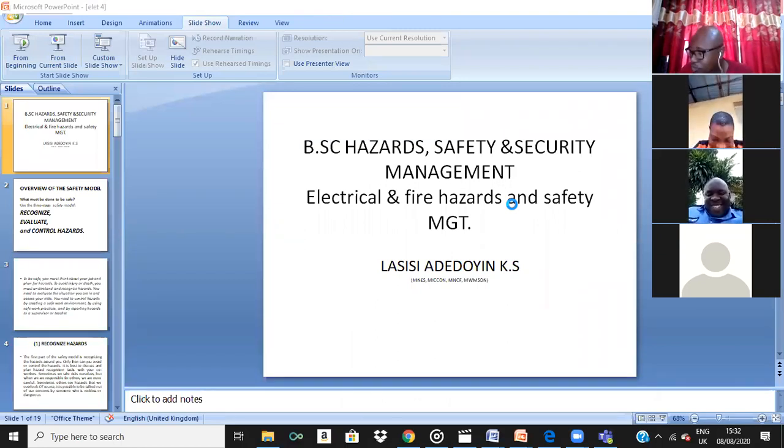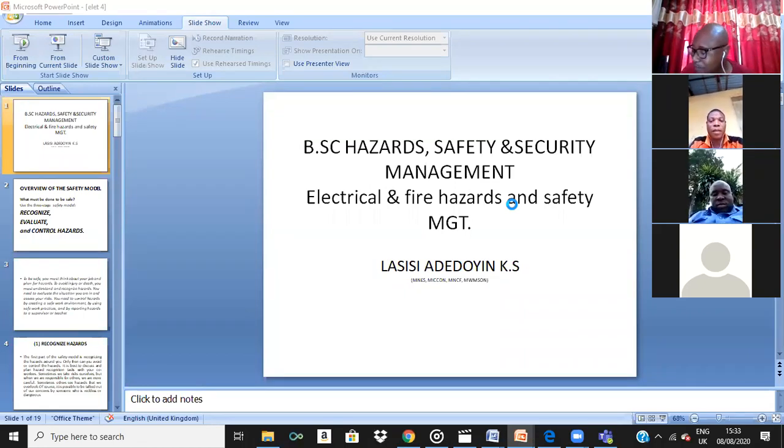So today we are talking about an overview of safety mode. How do you work in a safe environment? There are 3 stages by which you work in a safe environment. The first thing is to recognize the hazard, evaluate the hazard, and what? Control the hazard. So in every job you do, you recognize the hazard, you evaluate the hazard, and you control the hazard. You can follow the PowerPoint with you.